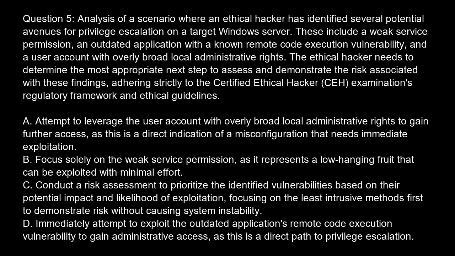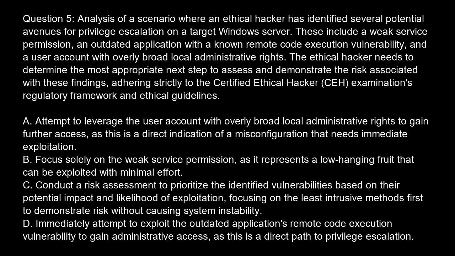Question 5. Analysis of a scenario where an ethical hacker has identified several potential avenues for privilege escalation on a target Windows server. These include a weak service permission, an outdated application with a known remote code execution vulnerability, and a user account with overly broad local administrative rights. The ethical hacker needs to determine the most appropriate next step to assess and demonstrate the risk associated with these findings, adhering strictly to the Certified Ethical Hacker examination's regulatory framework and ethical guidelines.